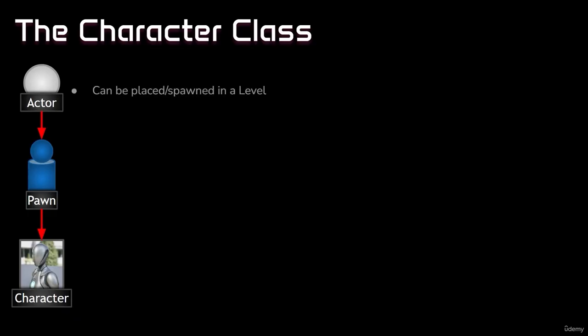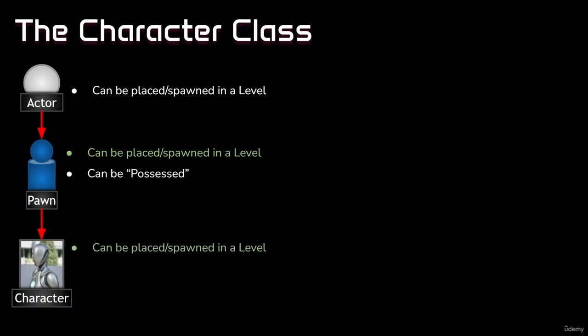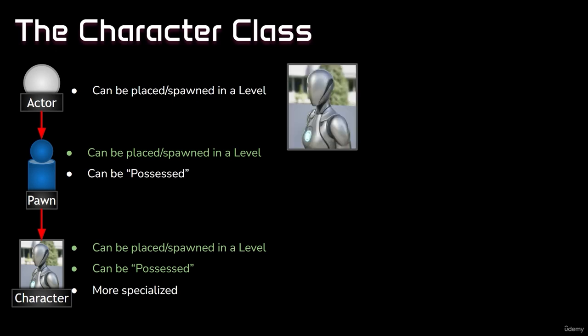Well, the character class is derived from the pawn class. So while the actor has its own capabilities, for instance, being able to be placed or spawned in a level, the pawn inherits those qualities from the actor class, as a pawn is an actor, but it also has its own characteristics that the actor does not have, such as the ability to be possessed. And the character inheriting from pawn also inherits the ability to be placed or spawned in a level, and also inherits the ability to be possessed, but it also has other more specialized characteristics specific to game characters. We'll talk about those now.